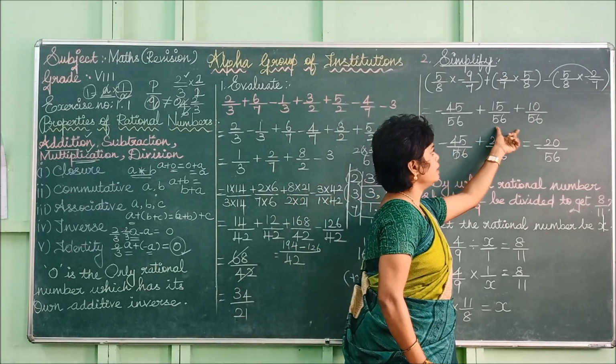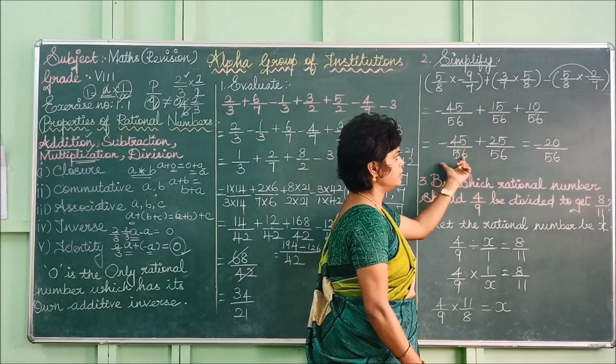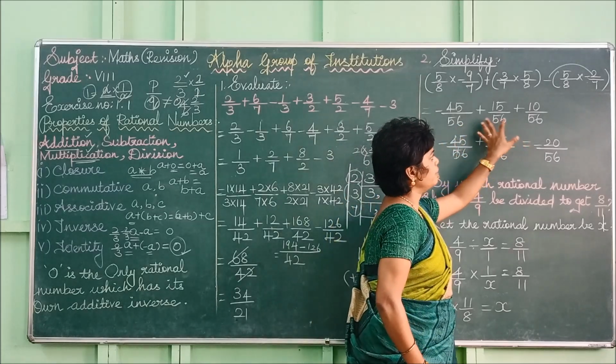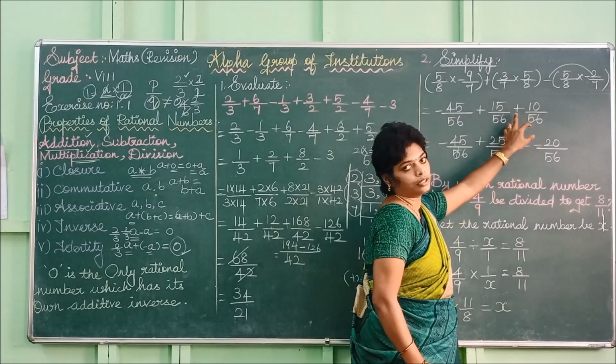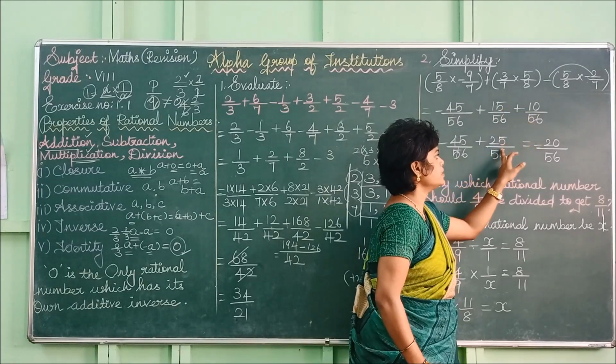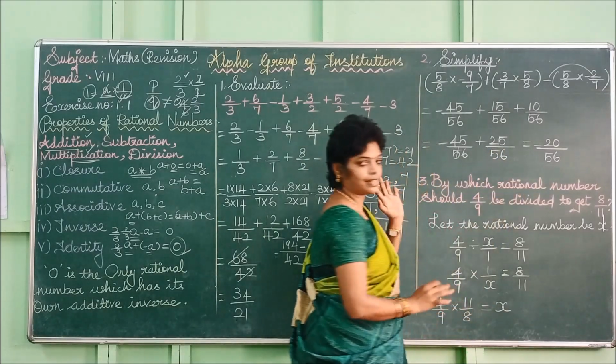So these two terms are in addition. The first term is subtraction, so you can keep the first term as it is. So check. All the denominators are 56. So the denominators are the same, you can add the numerators. 15 plus 10 is 25. Now check, both are 56. You can put the 56 as it is.